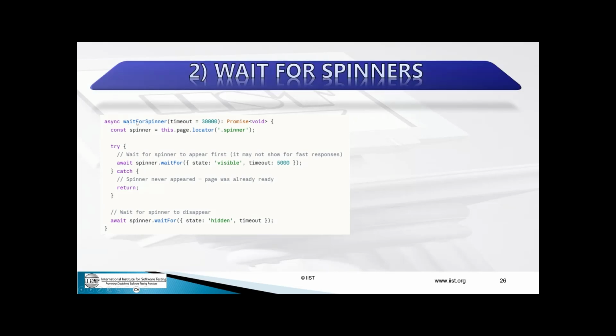The second thing I want to do is wait for any spinners. So here's a nice wait for spinner function that's going to be called inside of the dynamic wait. And it says, hey, don't wait any more than 30 seconds. Go see if you see a spinner. And if you do see a spinner, just sit there and wait for it to become hidden. And once it's hidden, come on back. We're all good. So now we're waiting for spinners to pop and go away on our screen.